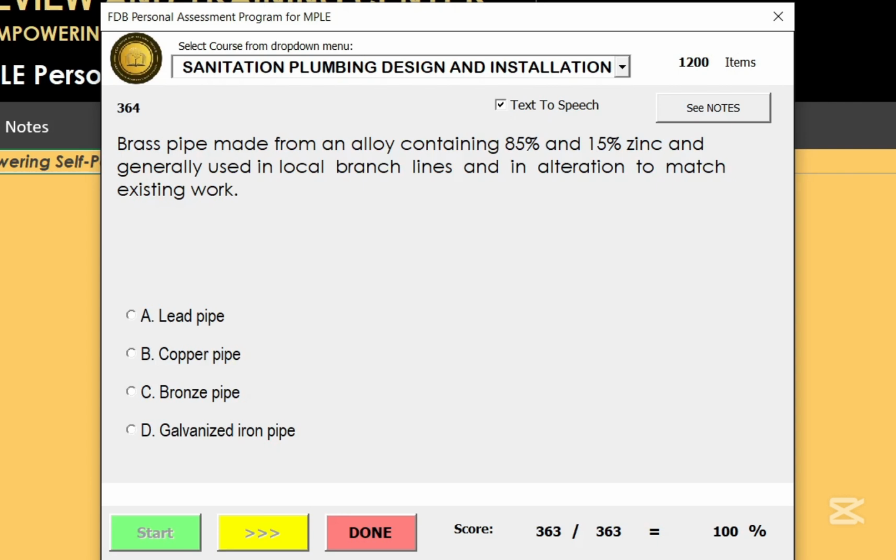Brass pipe made from an alloy containing 85% copper and 15% zinc and generally used in local branch lines and in alteration to match existing work. A. Lead pipe. B. Copper pipe. C. Bronze pipe. D. Galvanized iron pipe. Please pick your choice. Option B is your choice, and it's the correct answer. Well done.